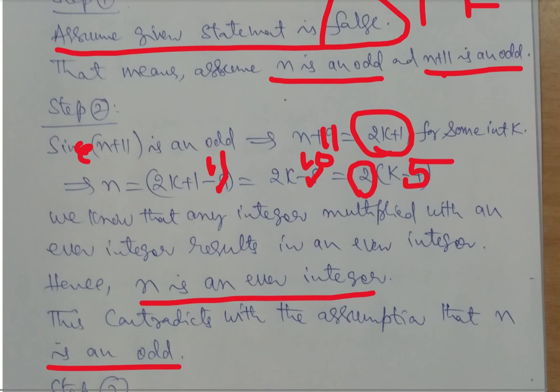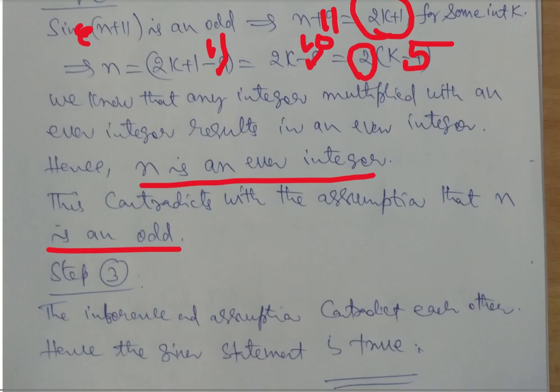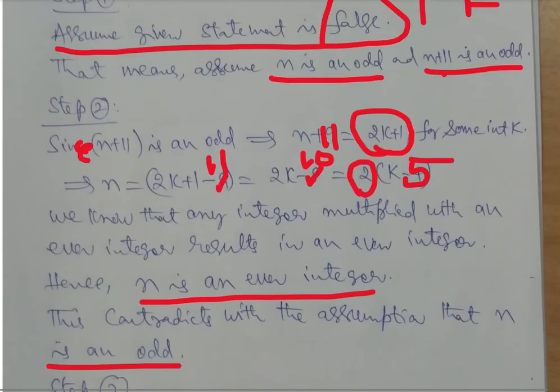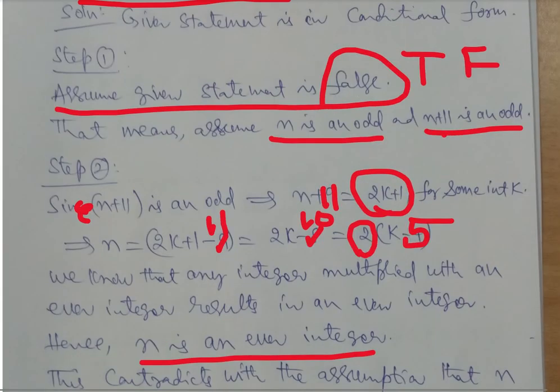So thereby I say that this particular inference, that when I take n as an even integer, I cannot have n plus 11 as an even integer. It should be the other way. So when n is odd, then only n plus 11 is going to be an odd integer. So whatever my assumption is going to be false.